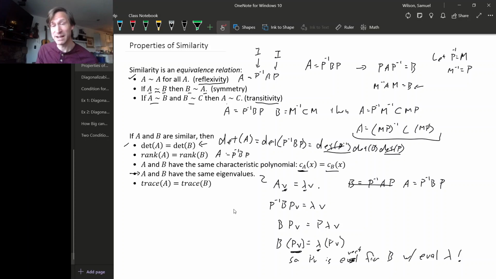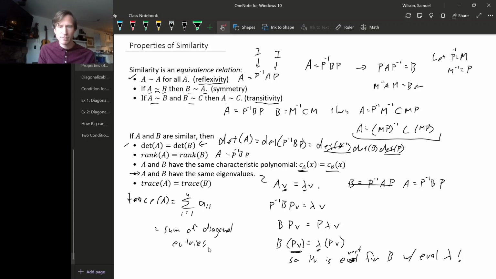Okay, one last property of similar matrices is that they have the same trace. This I'm not going to prove, but just to tell you what the trace is, the trace of a matrix, if you write it fancy, is the sum from i equals 1 to n of a_ii. This is just the sum of the diagonal entries. So it turns out that for similar matrices, if you add the diagonal entries for both A and B, you get the same thing. So a bit of a surprise. I'm not going to prove it, but it turns out it's true.